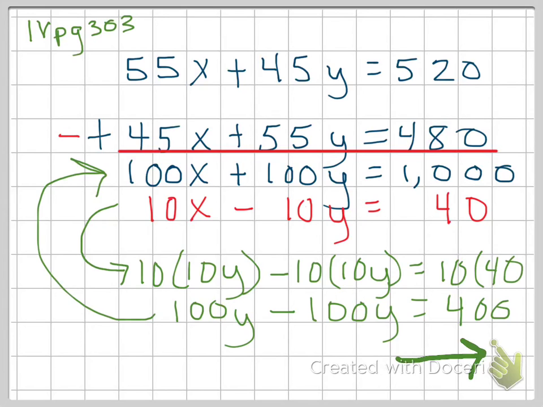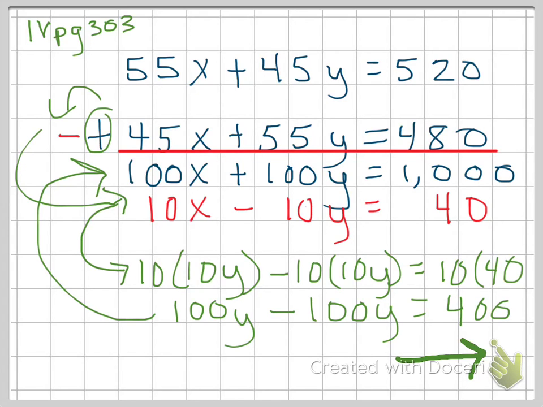The first thing is let's add both of these equations together, because I noticed that 55 plus 45 is 100, and 45 plus 55 is 100, and that makes it a lot easier for me to manipulate numbers when they're tens or hundreds. So I added the two together, and we got 100x plus 100y equals 1,000. Then I did the next step, which is I subtracted the two equations, and that's right here. And when you subtract them, you get 10x minus 10y equals 40.